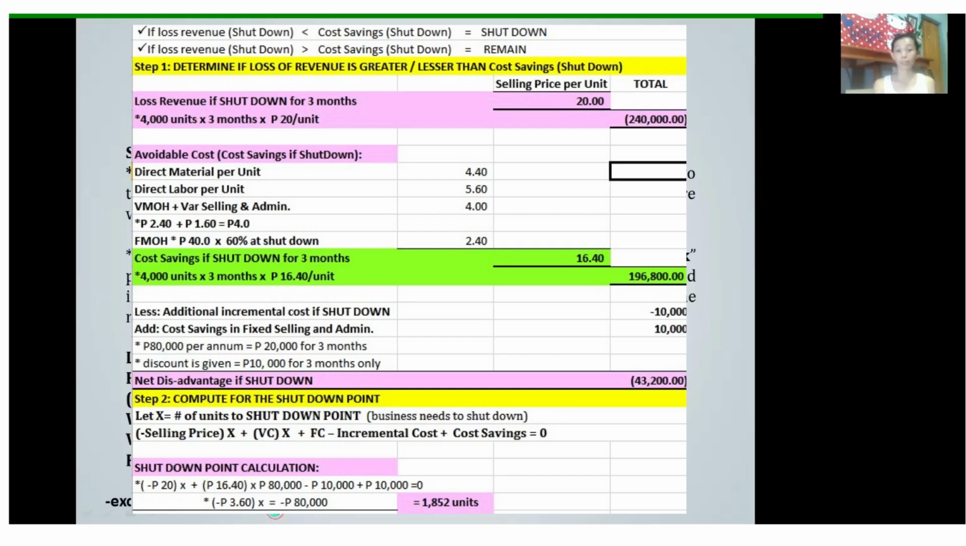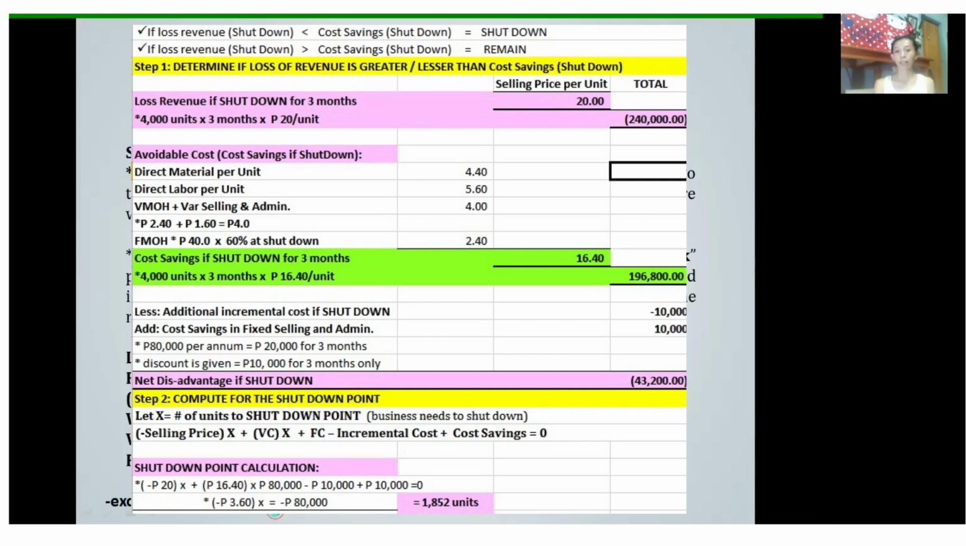So step 1, determine if the loss of revenue is greater or lesser than the cost savings in the shutdown perspective. So we have lost revenue of shutdown in 3 months. The selling price is 20 pesos per unit. We identified that within 3 months, only limited units are sold in the market, which is 4,000 per month. So we multiply the 4,000 units times 3 months.